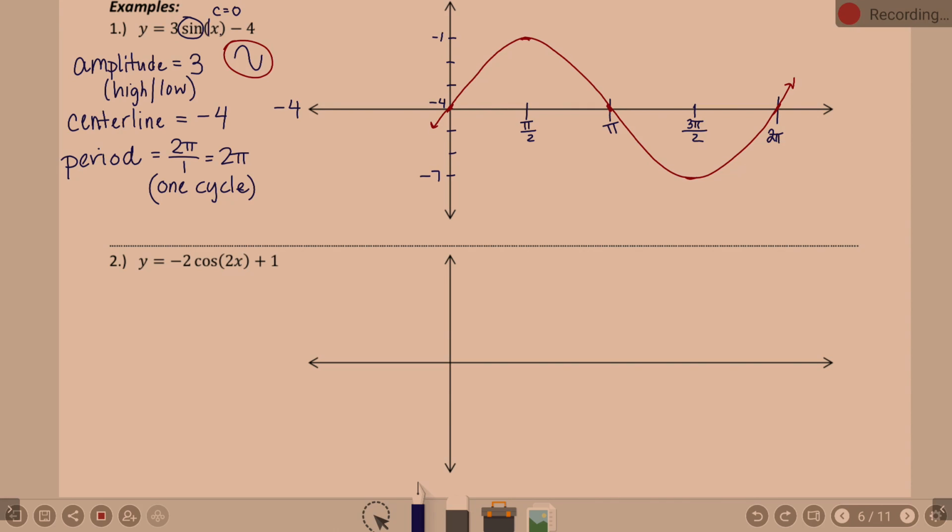There's a reflection. Okay. How do we know there's a reflection? Because there's a negative out front, yes? So because there is a negative out front, I know there's a reflection. So whatever my graph normally looks like, it's now going to be upside down. So it's a reflection across the x-axis.